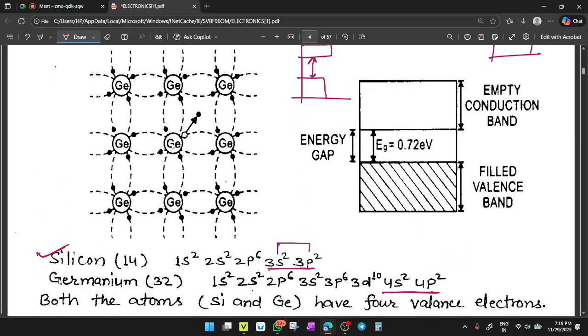Check the electrons of germanium. This is the first electron, second, third, and this is the fourth one. These 4 electrons are connected with the neighboring 4 electrons and complete their octet. In this way they have completed their 8 electrons: 1, 2, 3, 4, 5, 6, 7, 8. Clear? And they are bonded with another germanium atom by a covalent bond.